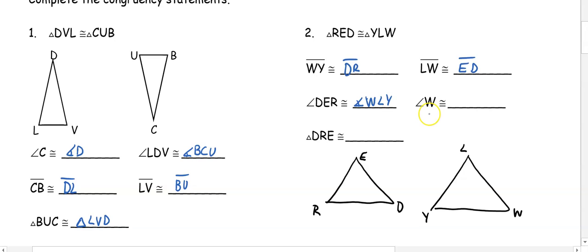Angle W is the third letter, so it's going to match up with angle D. And then triangle DER: D is the third letter, which matches with W. R is the first letter, which matches with Y. And E was the second letter, which matches with L.